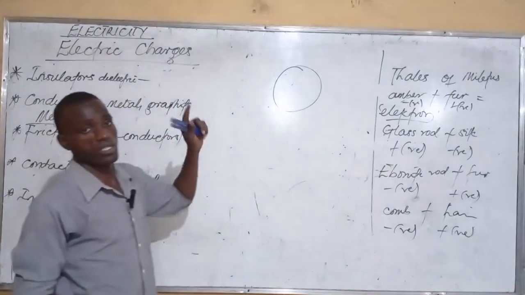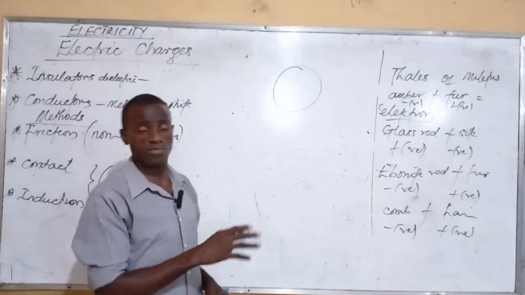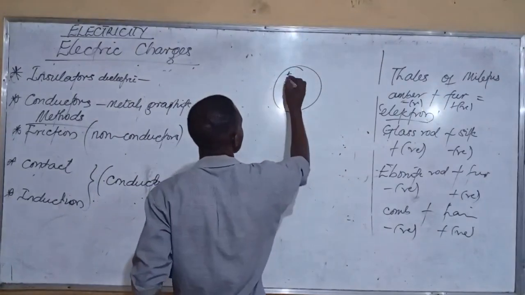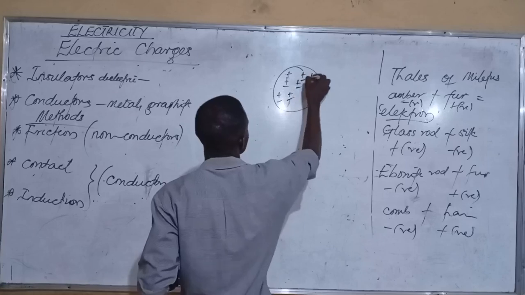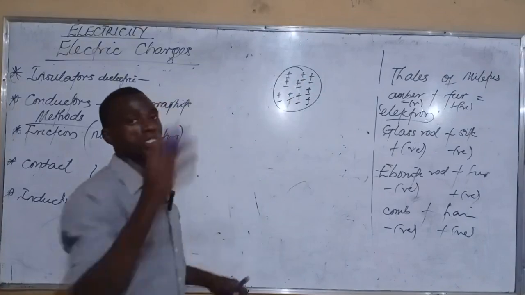So I want to charge this sphere. If this sphere had no charges, or maybe it wasn't charged before, then as a conductor it's going to have an equal number of positive and negative charges, like this. Now, I want to charge it.